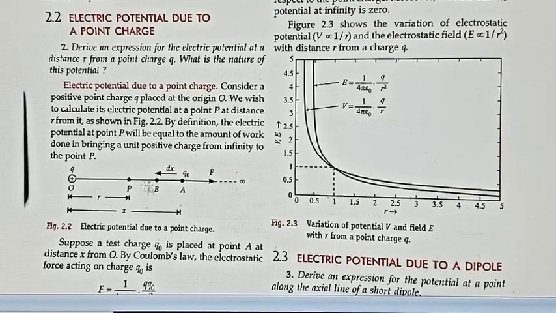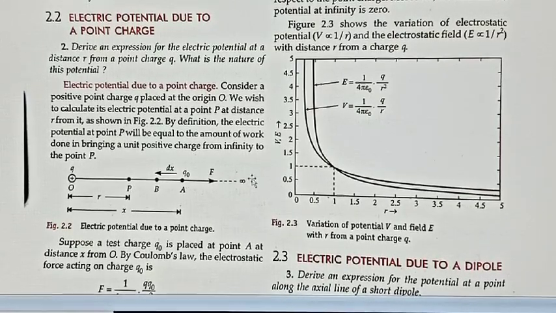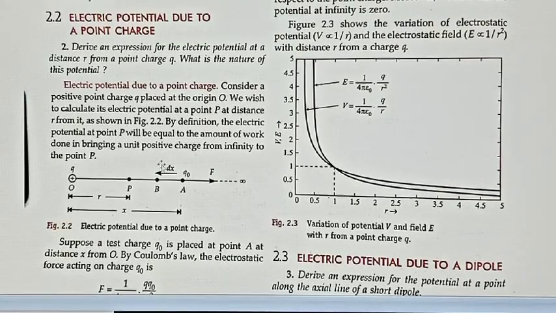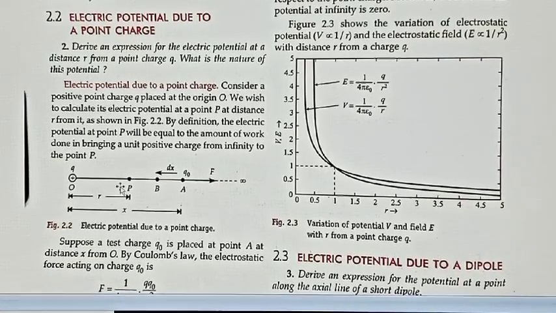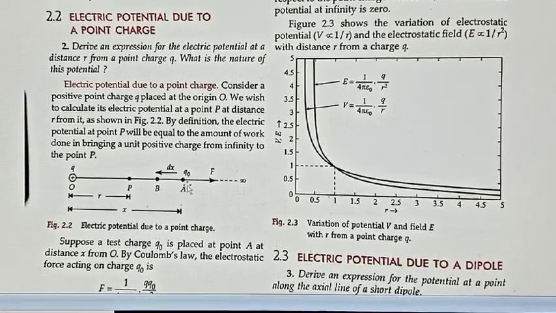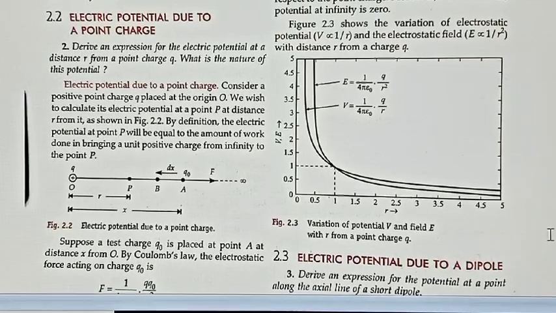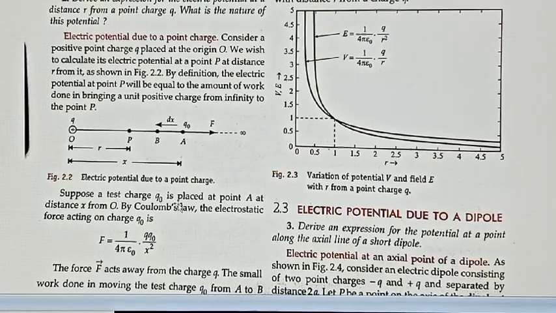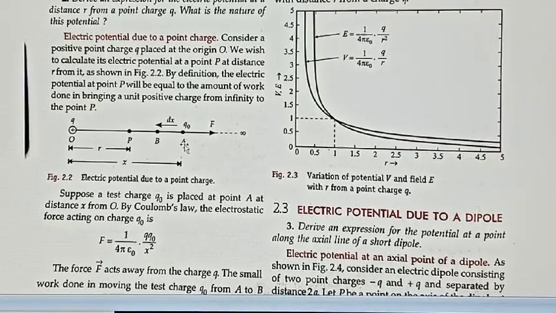Now this is the path, and in this path we can consider 2 points separated by a very small distance, like we did in Class 11 standard. Before calculating the total work done, you have to go for small work done. So in this path from infinity to P, we are considering 2 points A and B separated by a small distance dx. Now if you place a test charge q naught at point A, what is the force experienced by that test charge q naught?